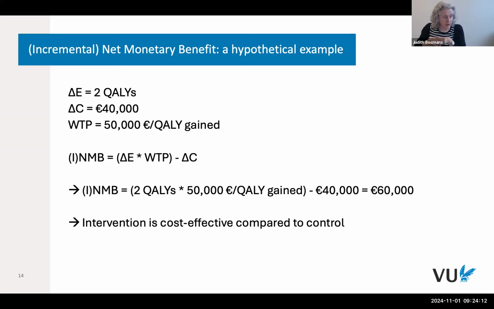I mentioned the net monetary benefit because in the preliminary findings that I will present to you later on, we will use net monetary benefit to assess the performance of the different methods. Net monetary benefit is an alternative to the ICER, and the advantage of using it is that you include the willingness to pay threshold in your calculation. So you can see right away whether your intervention is cost effective or not, because if the net monetary benefit is positive, then it's a cost effective intervention.